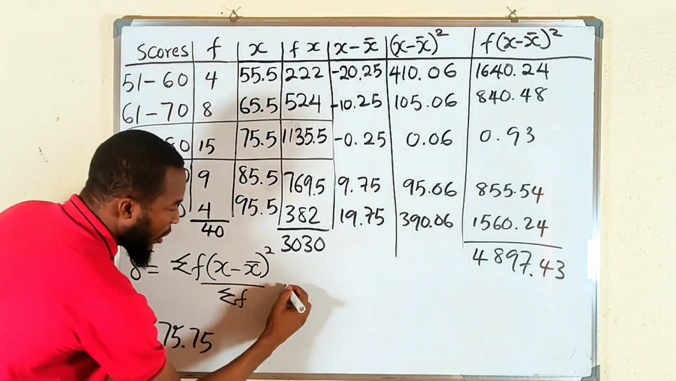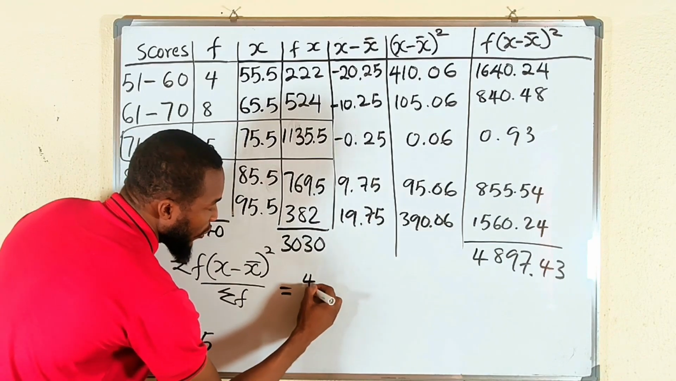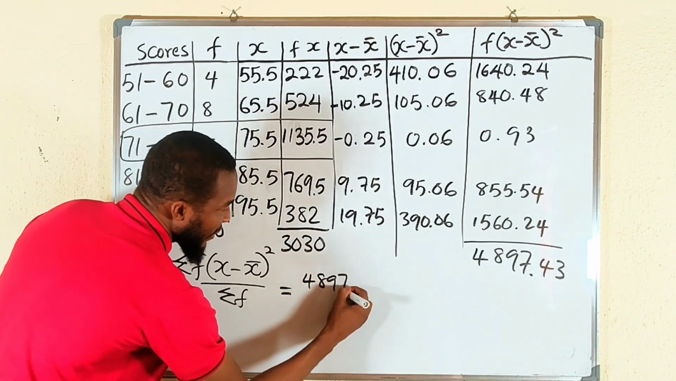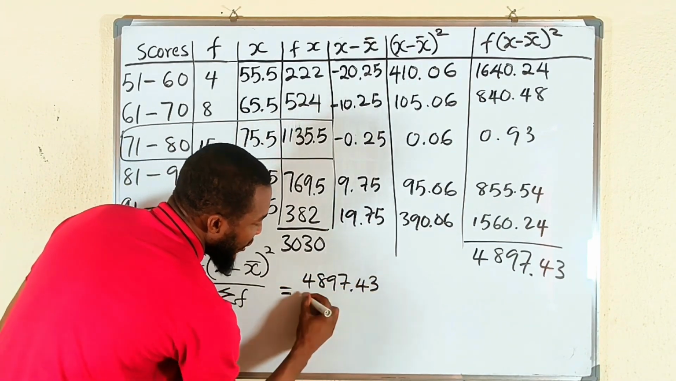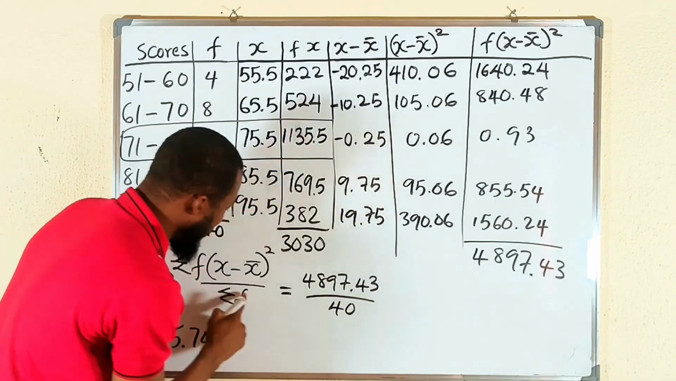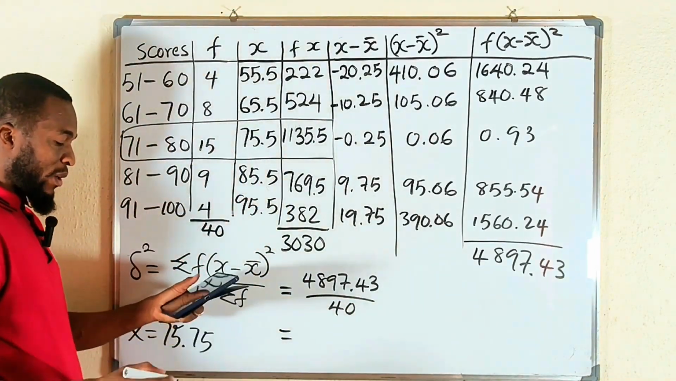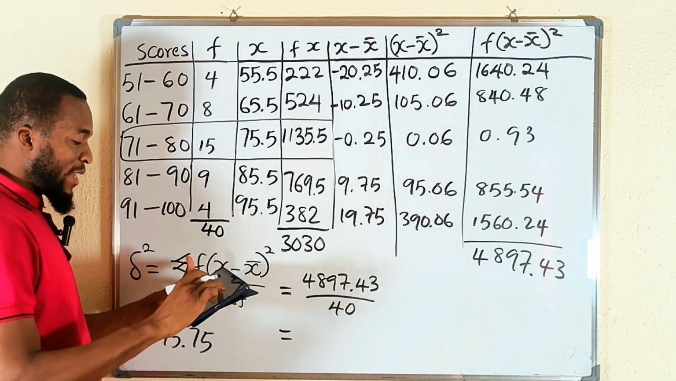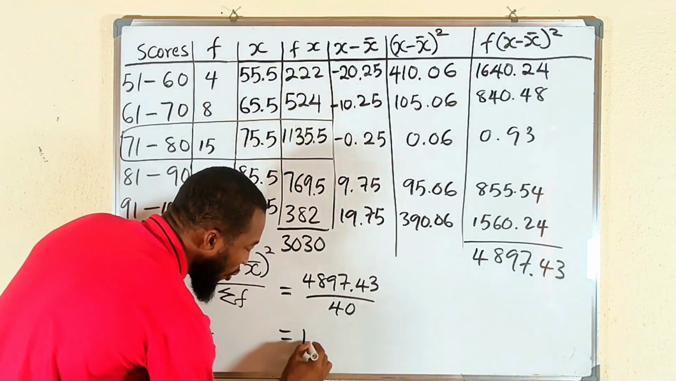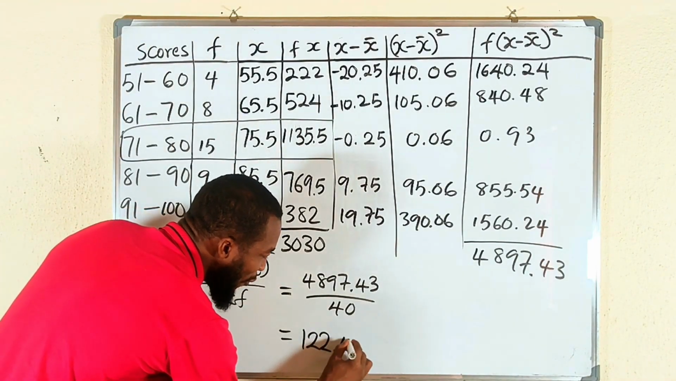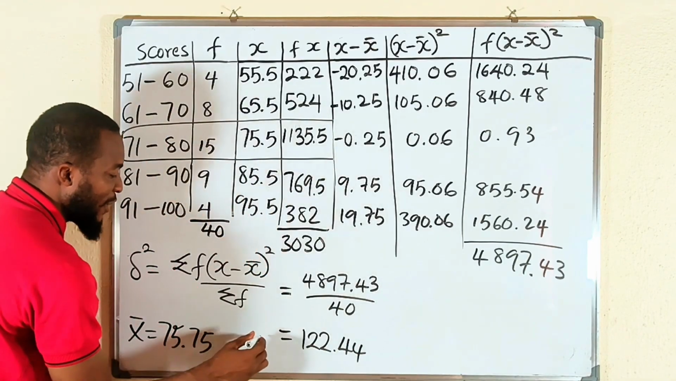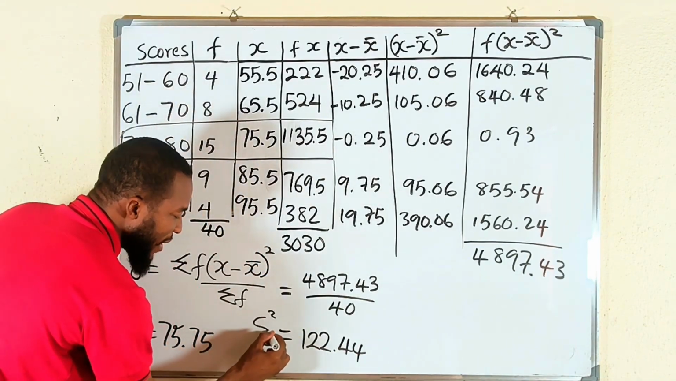So the whole of this is now equal to 4,897.43 divided by what? 40, which is the summation of f. And if you simplify this, this is going to give us what? I have it here already. This is 122.44 in 2 decimal places. So this is your variance.